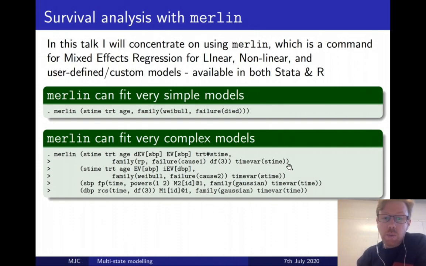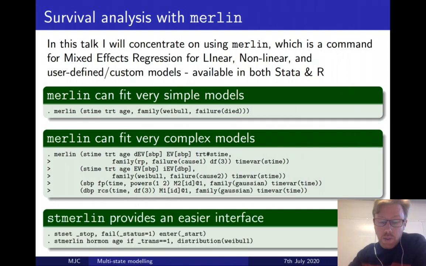Again, lots going on. Merlin is very, very general and very, very flexible, especially in the joint modeling literature. But going back to standard survival analysis, in the latest version of Merlin, there's now this stmerlin command, which is essentially a wrapper function, which makes our lives a little bit easier in fitting survival models.